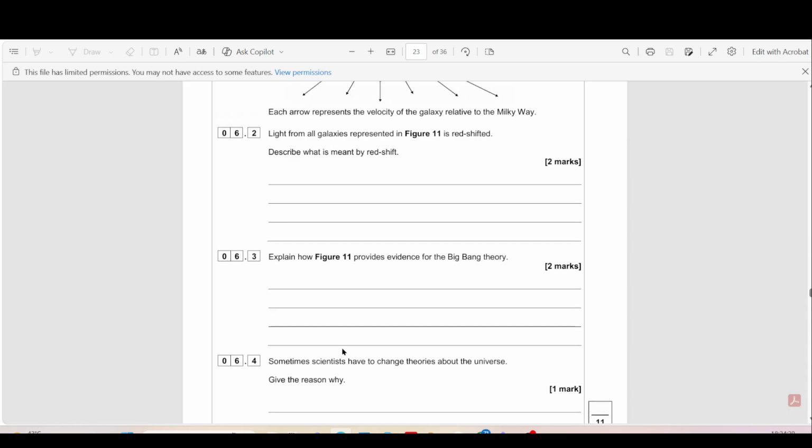Sometimes scientists have to change theories about the universe because new information is found. There are new observation evidence that does not fit into the current theory. That's why they change it.